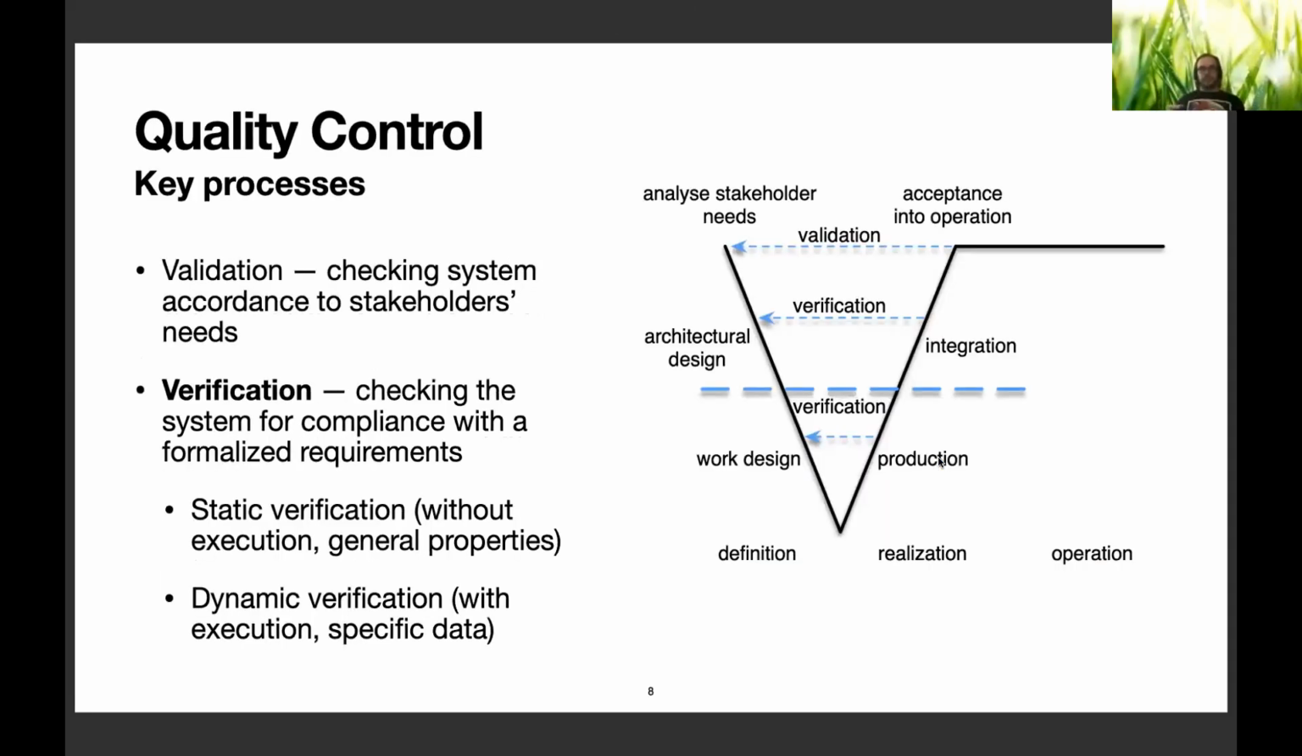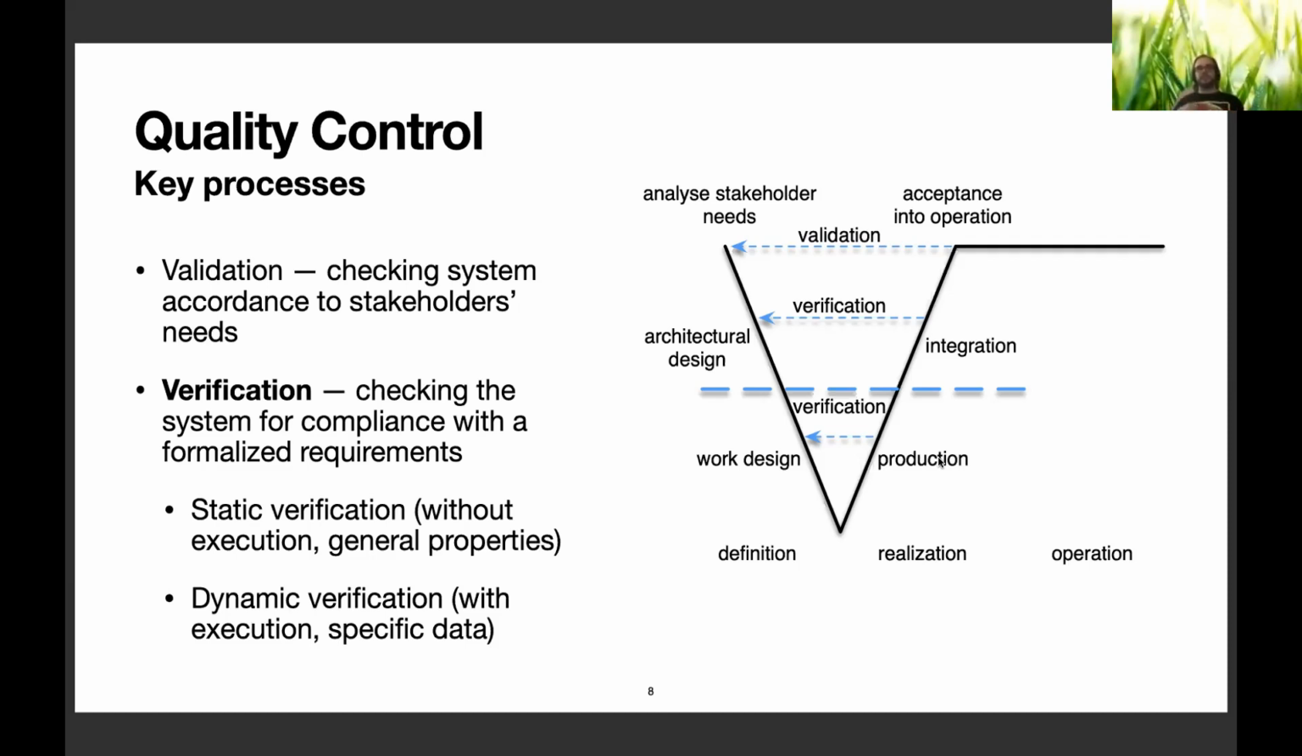The second step of narrowing the report scope: quality control has two key processes. The validation process, when we check whether our system satisfies stakeholder needs, our customer needs. And the verification process, when we check compliance between formalized requirements and the software. We don't focus on validation because it is a very complex problem which cannot be checked without the context of a specific problem. Usually it's not a computer science or computer engineering problem. It's a business problem.